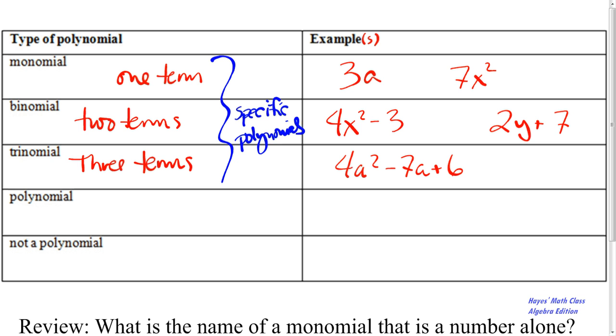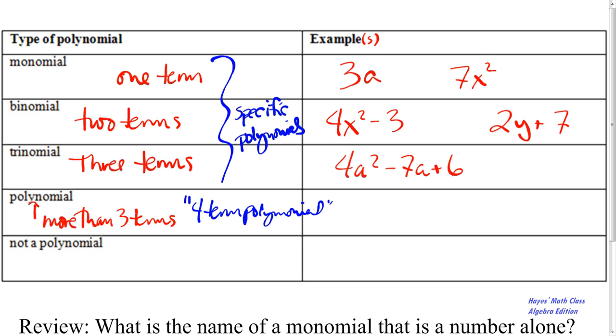But usually you'll say, oh, I've got a four-term polynomial. So for example, you might hear four-term polynomial. And you just have four terms in it because otherwise you're talking about quadrinomial or quintinomial or quartinomial, and it gets really crazy.